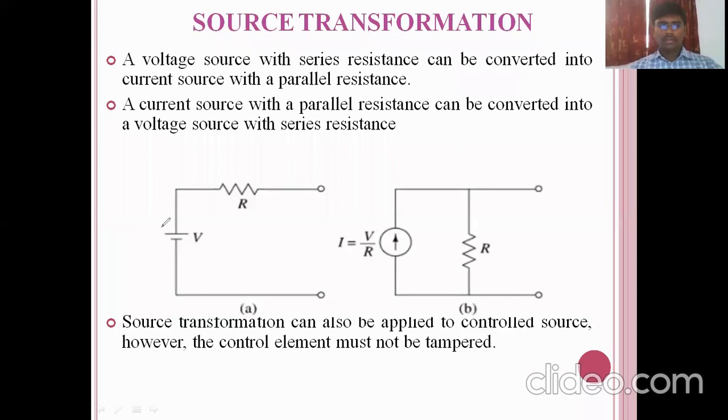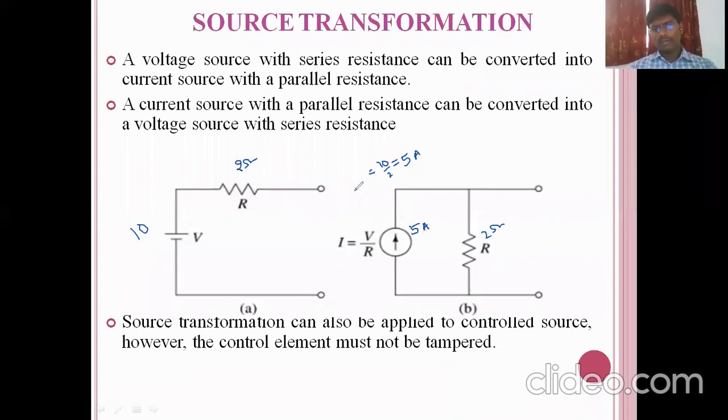For example, suppose V is equal to 10 volts and R is equal to 2 ohm as internal resistance. If you want to convert this voltage source into a current source, I is equal to V by R, so 10 by 2, which is equal to 5 amps. The magnitude of this current source is 5 amps, whereas the resistance remains the same. This way we can convert the voltage source into a current source.